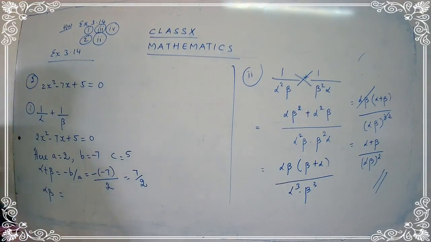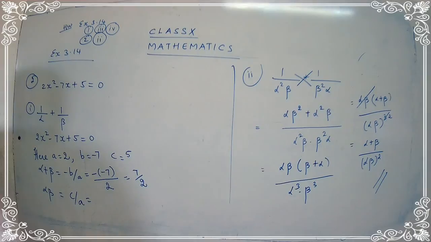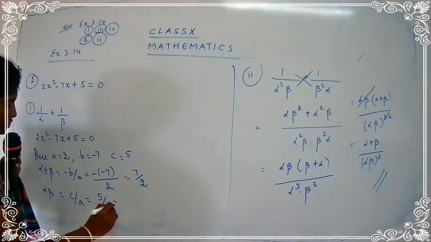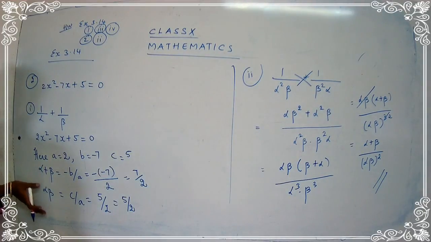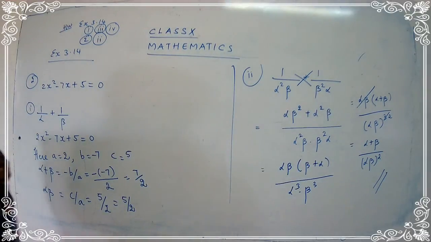Let me find out the product of roots, that is alpha beta. What is the formula for alpha beta? The formula for alpha beta is c upon a. What is c? 5. What is a? 2. So 5 upon 2. So we have got the value for alpha beta, and also the value for alpha plus beta. Okay, now let's go for the substitution. Now we have alpha plus beta and alpha beta. Now we are going to simplify this and get the required answer. Let's go with the answer part, children.